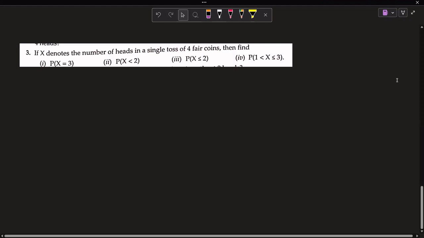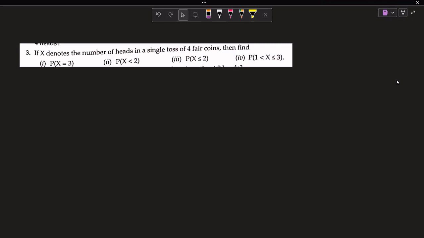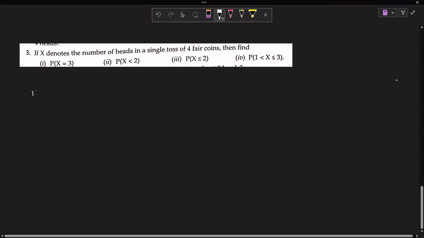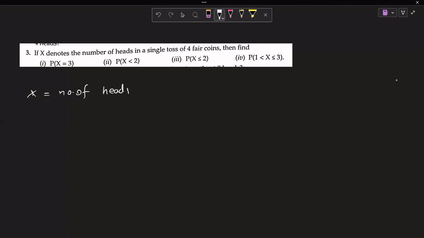Question number 3. If x denotes the number of heads in a single toss of 4 fair coins, 4 coins are tossed, or one coin is tossed 4 times, both are the same. So n value is 4. Calculate P of x equal to 3.